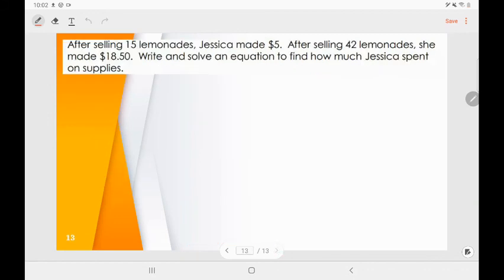After selling 15 lemonades, Jessica made $5, and after selling 42 lemonades, she made $18.50. Write and solve an equation to find how much Jessica spent on supplies. So let's get started. I'm going to have two sets of ordered pairs. My input: what does Jessica have control over? She has control over how many lemonades she sells. So 15, and the output is 5. She sells 42, and the output is $18.50. Let's go ahead and solve.